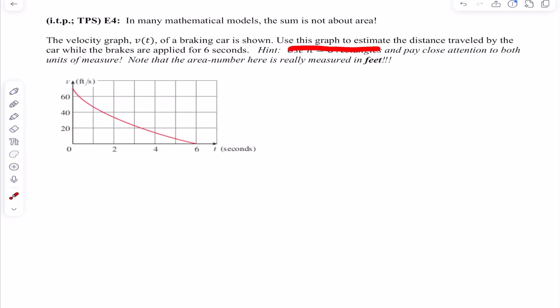We can actually use this graph to estimate the distance traveled by the car while the brakes were applied for 6 seconds. My hint to you is to use n equals 6 rectangles and pay close attention to the units of measure. Let me give you more of a hint here. You could use the left endpoint, midpoint, or right endpoint Riemann sum. Whatever you decide to use, your Riemann sum will look something like this.